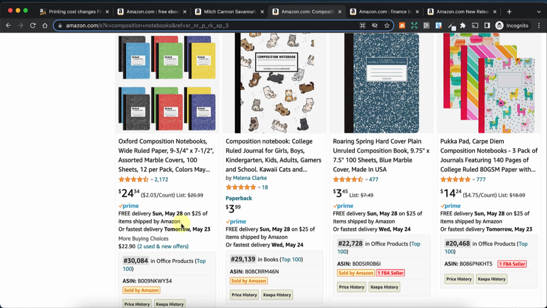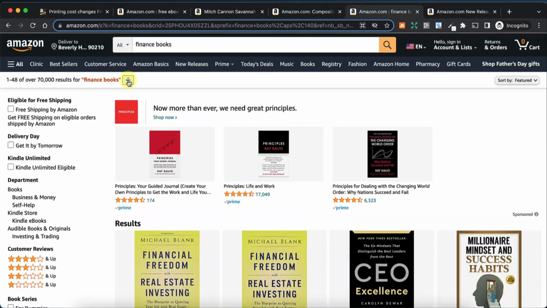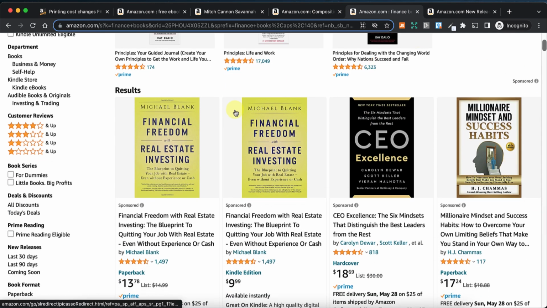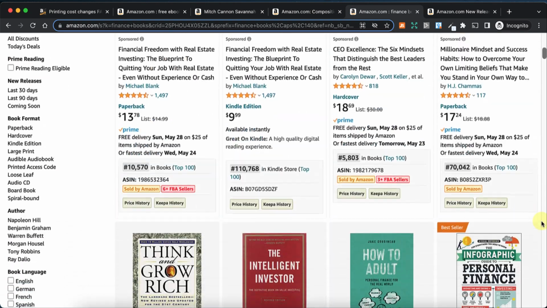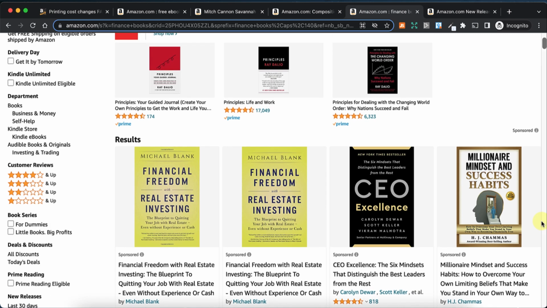So that's one strategy. Now, the next one, and I'm going to cover a bonus tip in here as well, I'm just giving you an example, but I've searched up finance books, and this one is what I call the average strategy.